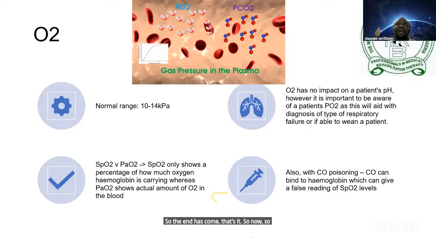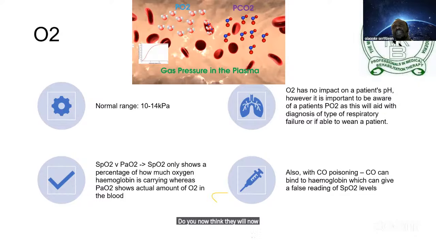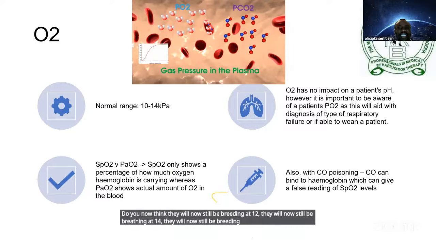But how do we remember this? Always remember it this way. We normally use 21. Somebody is now needing to use 35, 40. If I go to their bedside and remove that oxygen from them, do you think they will still be breathing at 12? Will they still be breathing at 14? Will they still be breathing at 10? Just always think of it in that way.